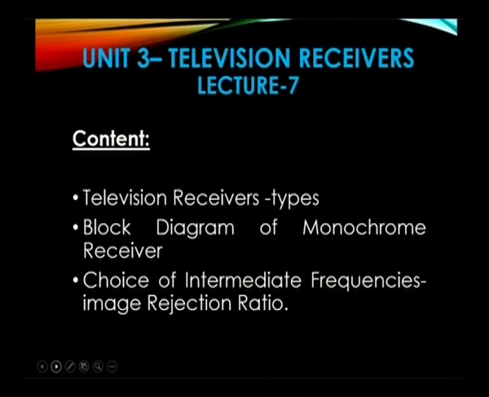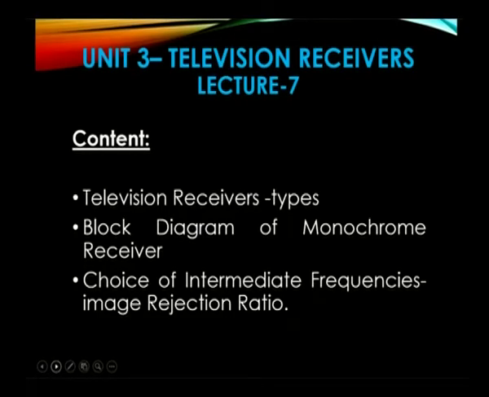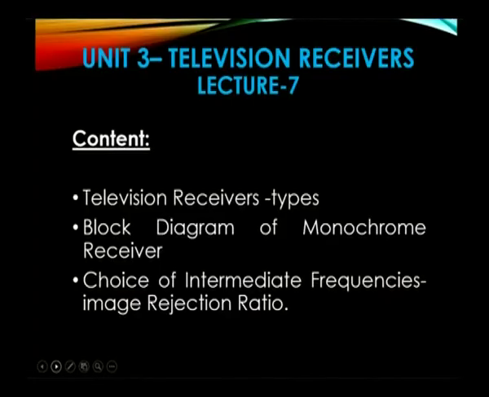That is, in detail we are going to consider only the black and white television system and its block diagram, with discussion of all the blocks in the receiver of a monochrome system. Next, the last topic is choice of intermediate frequencies. Certain things should be considered before choosing an intermediate frequency. There are plenty of things that we need to consider, but in this session we are going to concentrate on image rejection ratio. Let us start with the first topic, television receivers and its types.